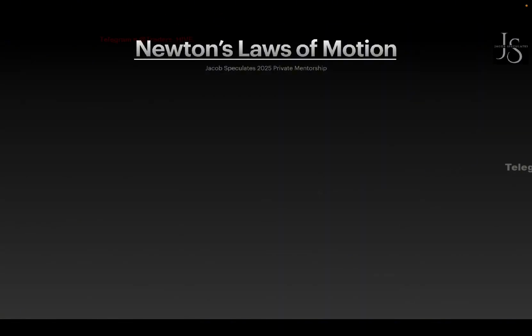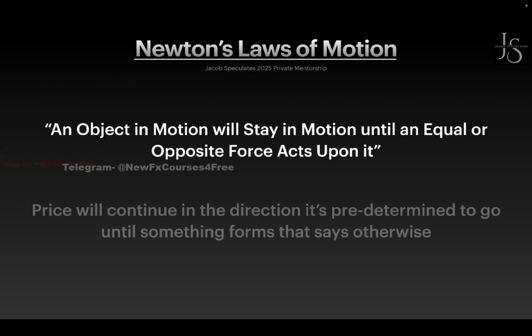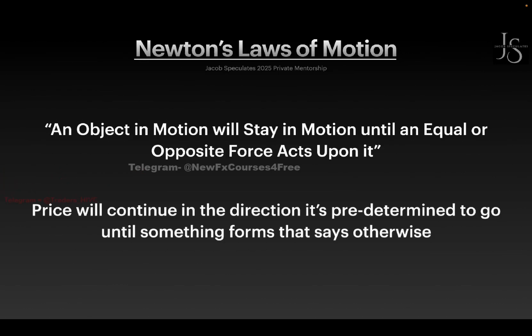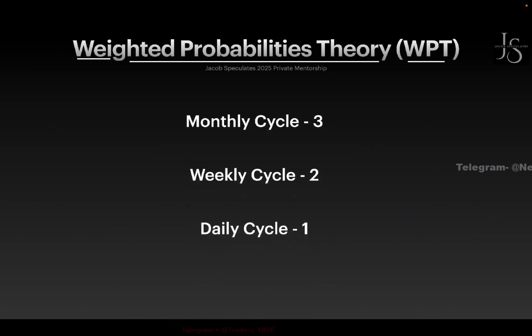All right, Newton's laws of motion, and you're probably wondering, how do the laws of motion come into trading? Well, an object in motion will stay in motion until an equal or opposite force acts upon it. Price will continue in the direction it's predetermined to go until something forms that says otherwise. So using that, we can figure out weighted probabilities theory.